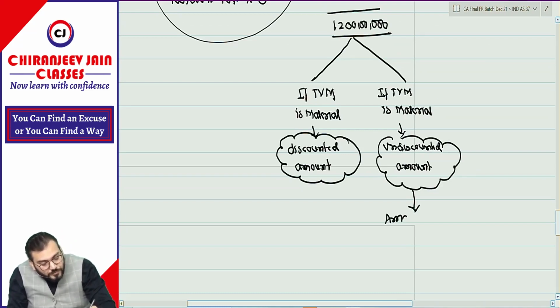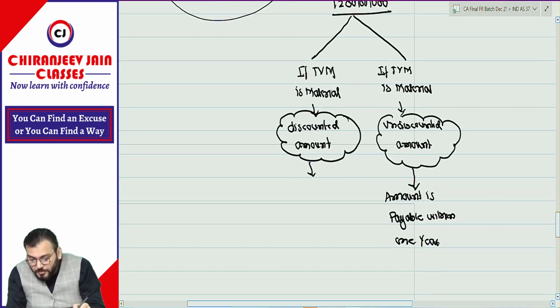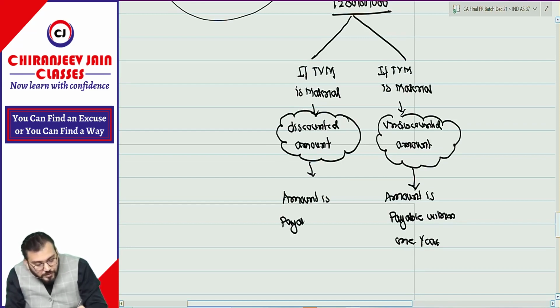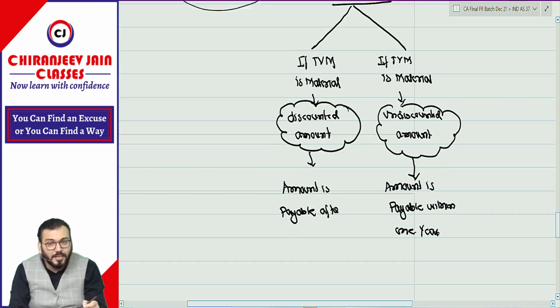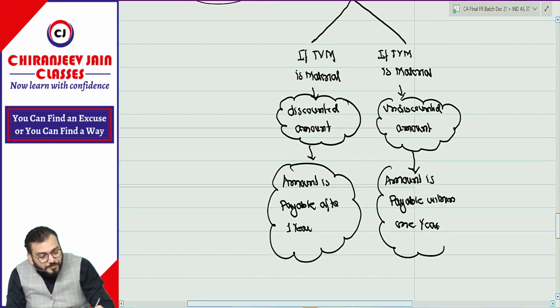Amount is payable within 1 year, and in this case the amount is payable after 1 year. From which date? From the reporting date. Okay, after 1 year from the reporting date. That is understood. Simple.